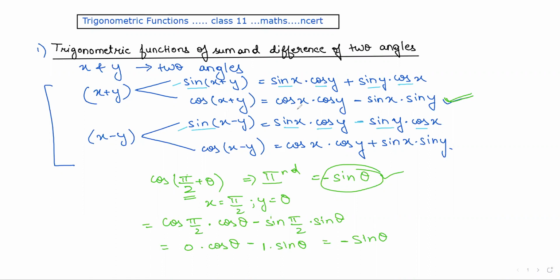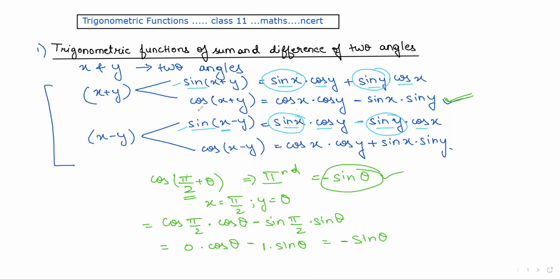In the first formula, sine will take the first angle in the first term. In the second term, sine will take the second angle, and cos will take the second angle in the first term and the first angle in the second term. I said formula, it should be term.